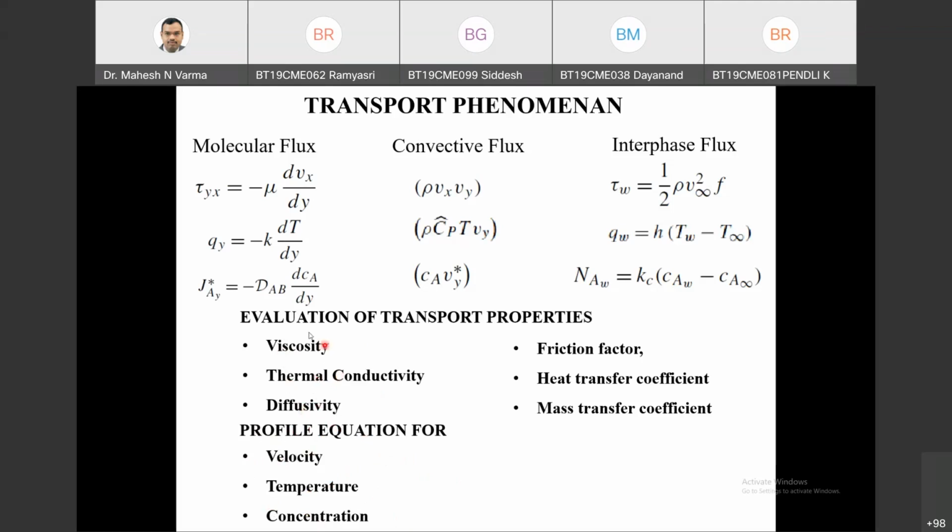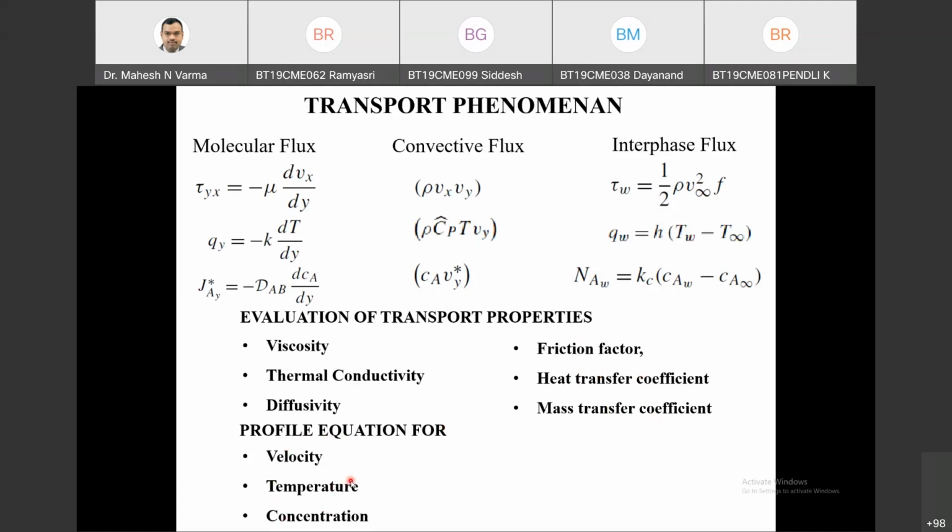There is a theory associated with how to get viscosity and thermal conductivity, so briefly we will discuss this. Maybe 10% of our effort will go to the estimation of viscosity, thermal conductivity, and diffusivity, and 10% to friction factor, heat transfer coefficient, and mass transfer coefficient. Of the remaining classes, 80% will be for getting the velocity profile, temperature profile, and concentration profile.